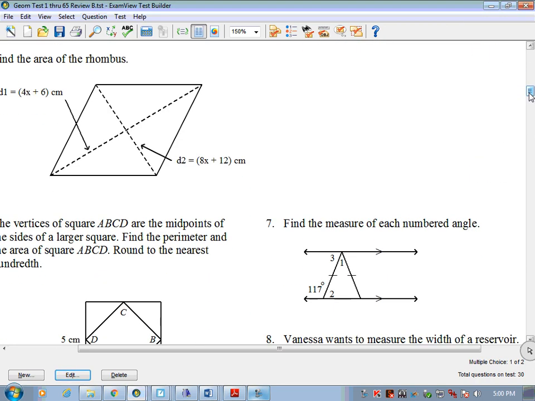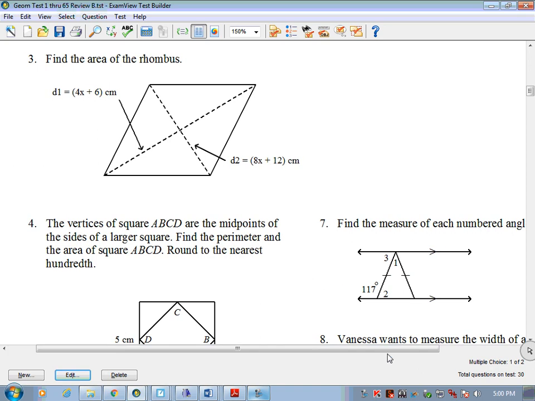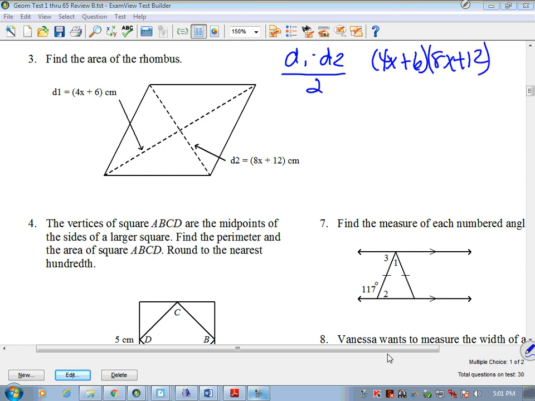Now let's come down here. Find the area of the rhombus. The area formula of a rhombus, question number 3, can be found in lesson 22, finding areas of quadrilaterals. What we find in there is that diagonal 1 times diagonal 2 divided by 2 is going to give me my area of a rhombus. Because diagonal 1 is 4x plus 6, and diagonal 2 is 8x plus 12, we want to multiply those and then divide by 2. So all of this divided by 2.